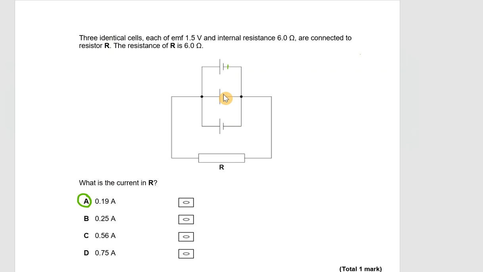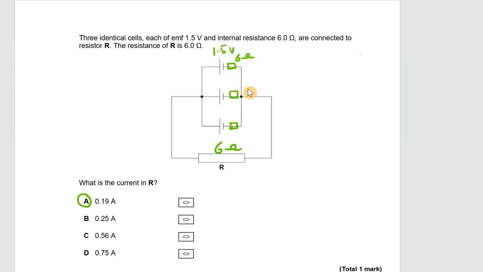So 3 identical cells, each with an EMF of 1.5 volts and an internal resistance of 6 ohms are connected to resistor R. The resistance of R is 6 ohms. So we've got three cells, each with an internal resistance of 6 ohms.